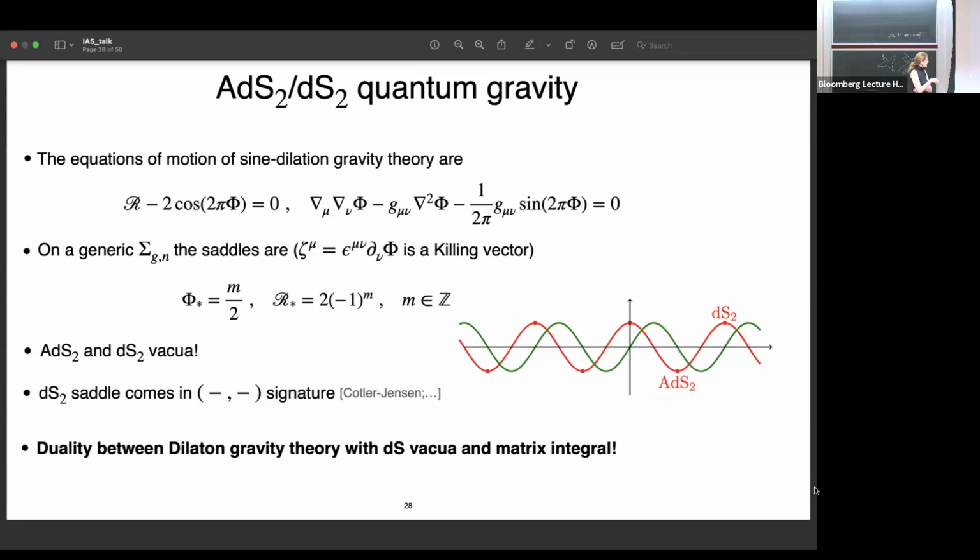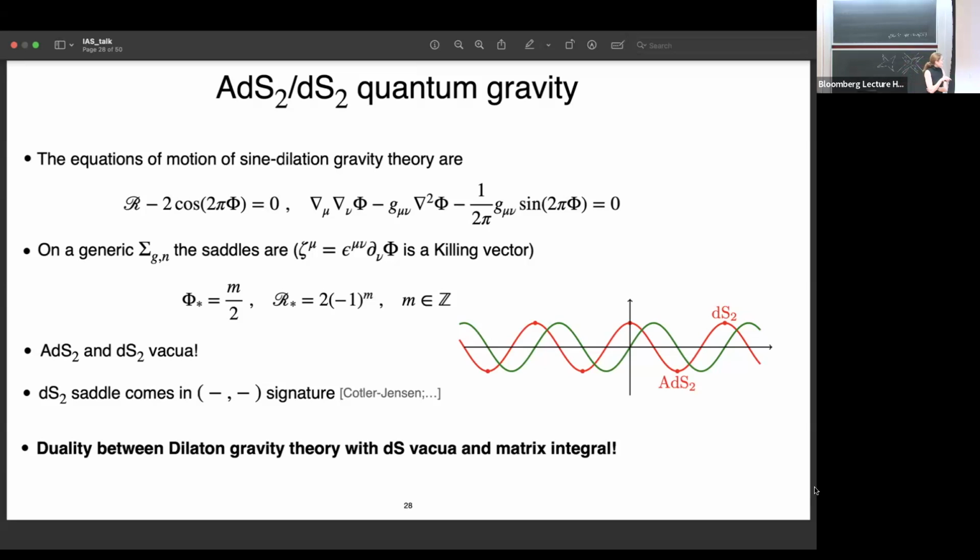But say we managed to make peace with the divergent sphere partition function. Then what we accomplished is that we found a dilaton gravity theory, and I'm a native German speaker, so my D is capitalized, I'm sorry. So it's a dilaton gravity theory with de Sitter dual amplitudes.